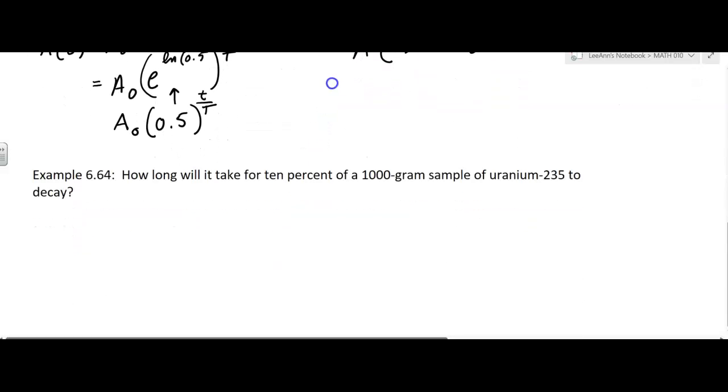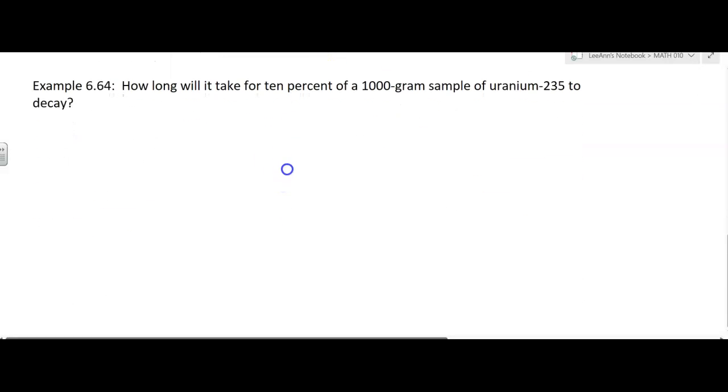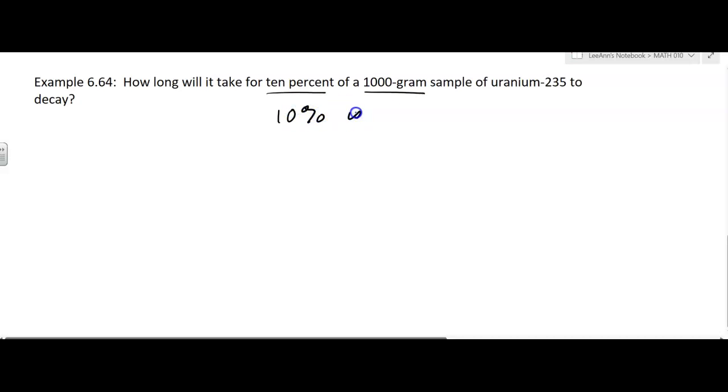Okay, so now we're going to use that formula. How long will it take for 10% of a 1,000-gram sample of uranium-235 to decay? Okay, so first of all, what's 10% of 1,000 grams? Well, it's 100, right? So 10% is 100 grams. So we want the A of T to be 900. We want 100 grams to decay, and we want to know how long that's going to take. So find the formula.